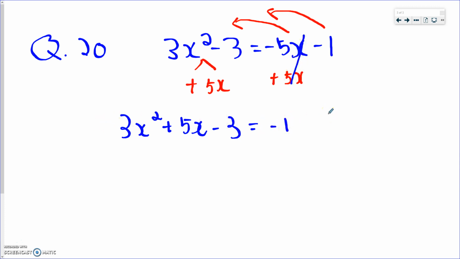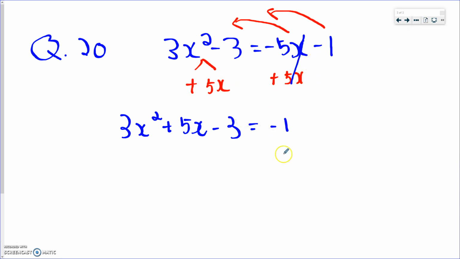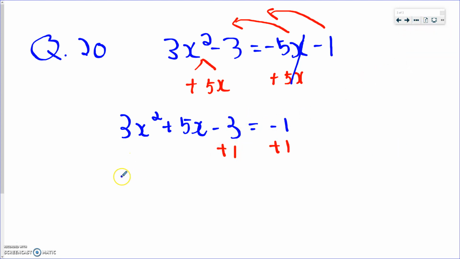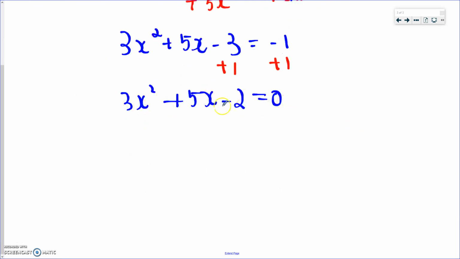Alright, if you cannot do two steps in one go, then break it down. So now I'm going to move this plus 1, I'm going to plus 1, so they line up nicely together. Then I have 3x squared plus 5x, negative 3 plus 1, negative 2, equals 0. Alright. So now this is something I can work with. Until you get that 0, you cannot pick the A, B, and C. So A is going to be 3, B is going to be 5, C is going to be negative 2.